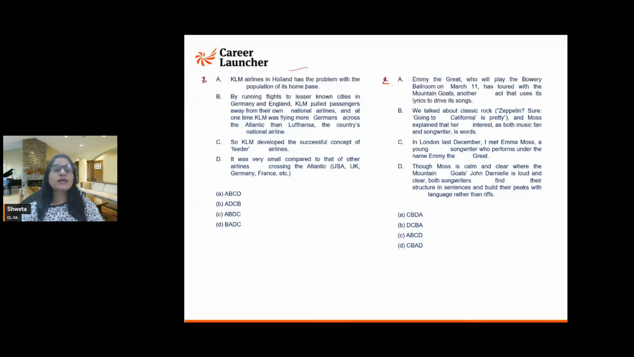KLM Airlines in Holland has a problem with the pollution of its home base. By running flights to lesser known cities in Germany and England, KLM pulled passengers away from their own national airlines. And at one time, KLM was flying more Germans across the Atlantic than Lufthansa, the country's national airline. So KLM developed the successful concept of feeder airlines. It was very small compared to that of the other airlines crossing the Atlantic, US, UK, Germany, France, etc. Have a look at the questions, guys, and tell me what is the sequence you find and why.